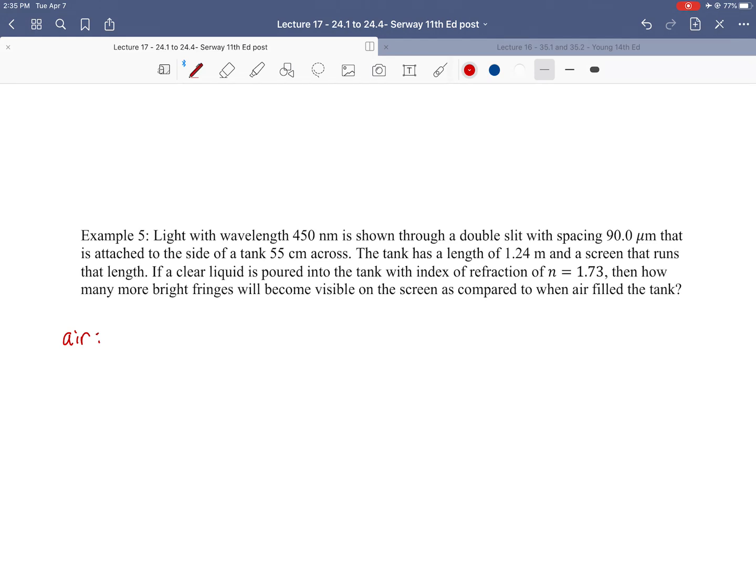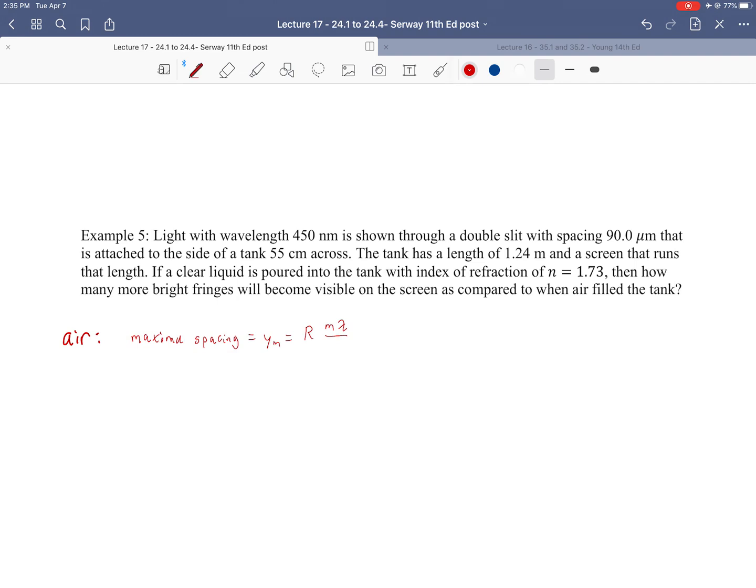So with air, let's find out how many fringes are going to fit. How many bright spots? Well, first of all, let's find the spacing between bright spots. We'll call this Maxima Spacing, and by Maxima Spacing, I mean bright spot spacing. So Maxima Spacing is just going to be equal to y sub m. That's between any two bright spots because they're all equally spaced.